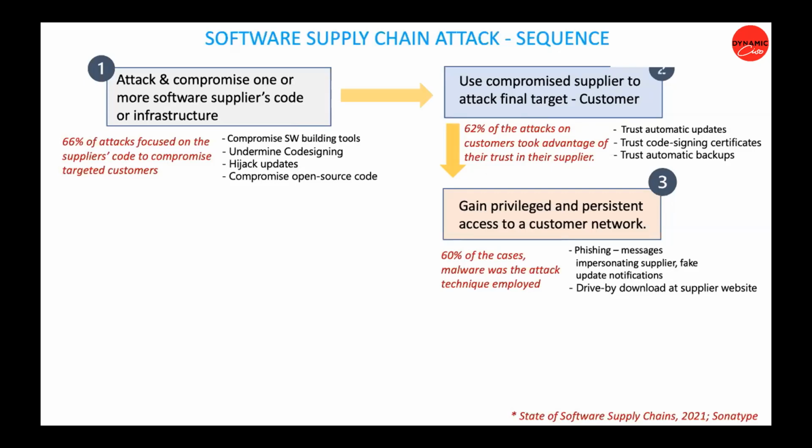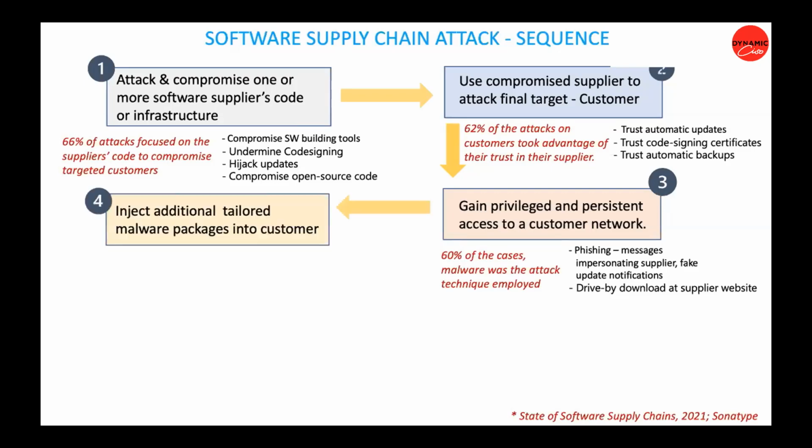And the gaining of the persistent access can be through phishing, drive-by, but in 60% of the cases, malware was the attack technique, which was introduced in the automatic updates or other malware or other software, which is downloaded in trust by the customer or the supplier, right? And then generally, additional tailored malware packages are introduced to do specific things like stealing cryptocurrencies.